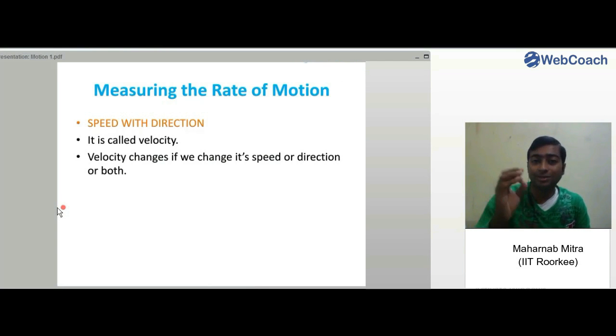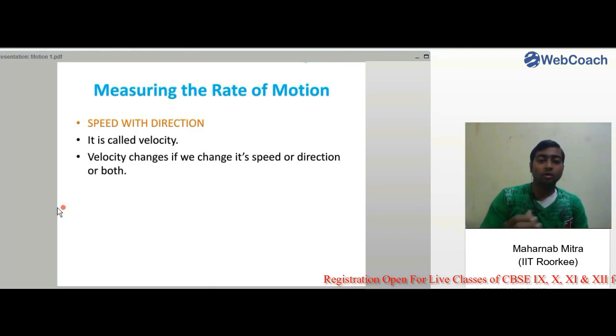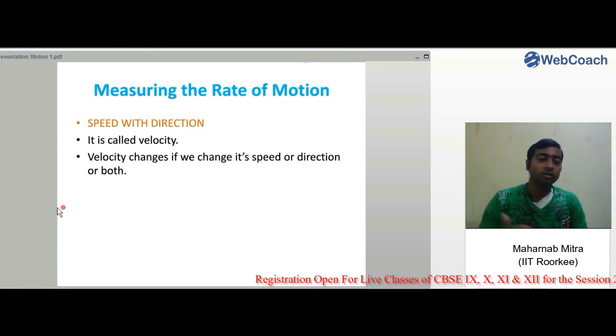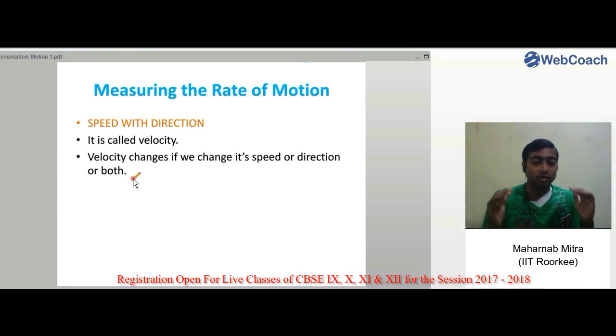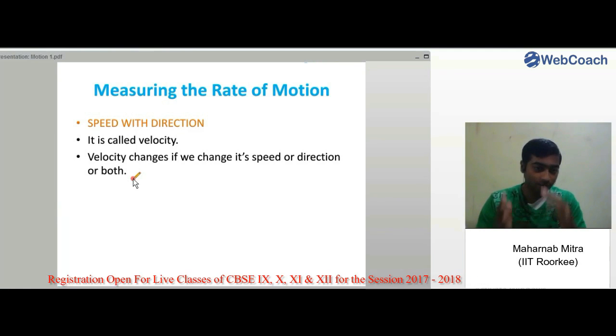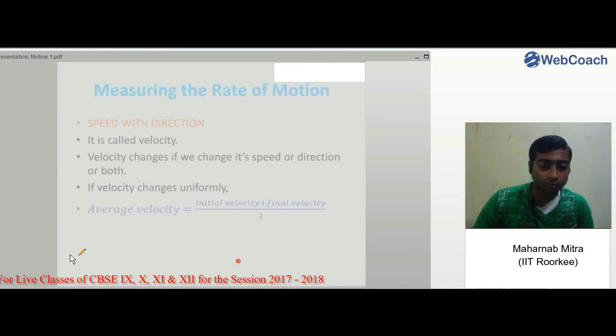And for speed, speed can change only when its magnitude can change, but velocity may change by the change in speed or change in direction or change in both of them, right? If you change the speed, velocity gets changed. If you change the direction, then also velocity gets changed. And we will apply this law somewhere else at the end of the topics, right? Just remember this: velocity gets changed when speed or the direction or both of them gets changed.